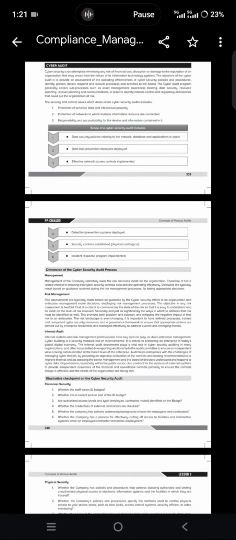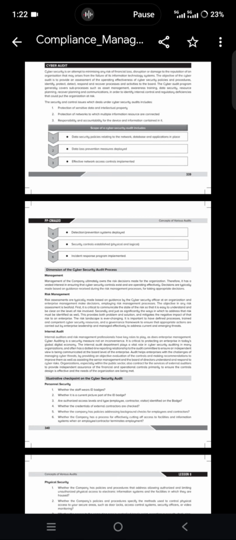Cyber audit. Cyber security is an attempt to minimize any risk of financial loss, disruption, or damage to the reputation of an organization that may arise from the failure of its information technology system. The objective of the cyber security audit is to provide an assessment of the operating effectiveness of cyber security policies and procedures and identify, protect, detect, respond, and recover processes and activities to the board.